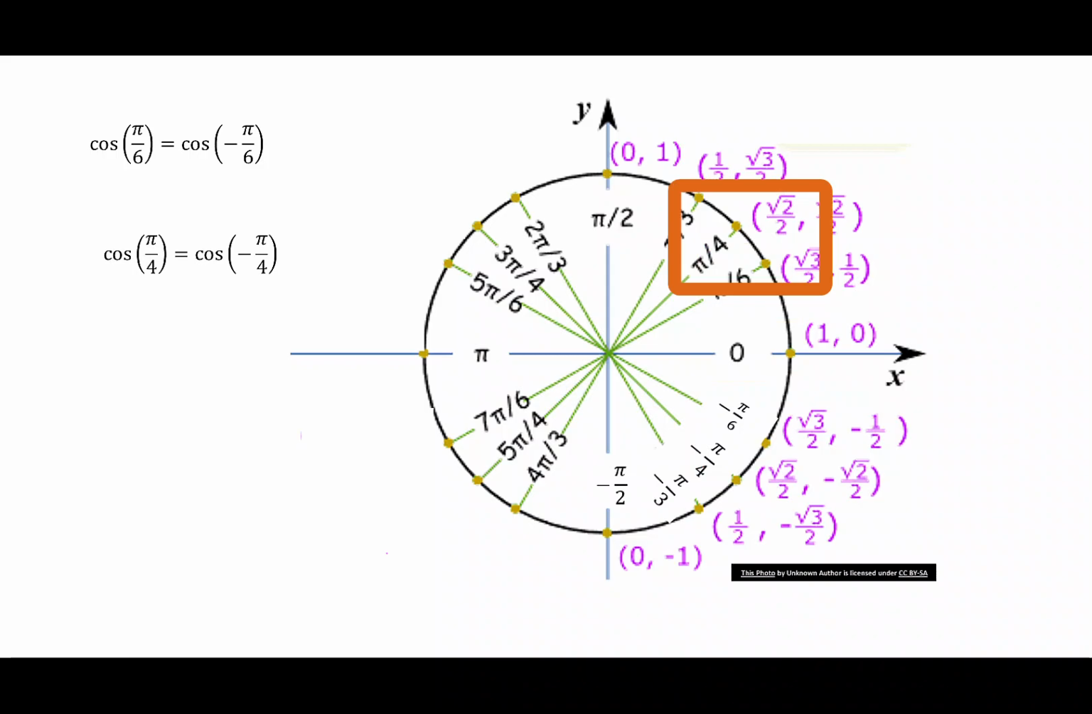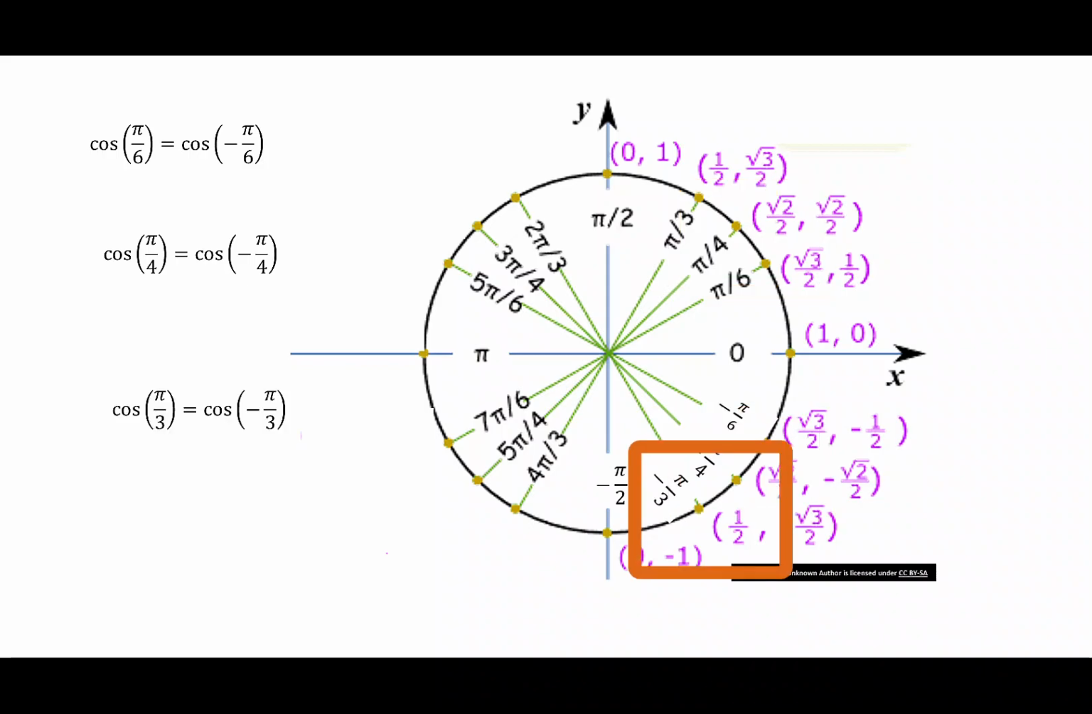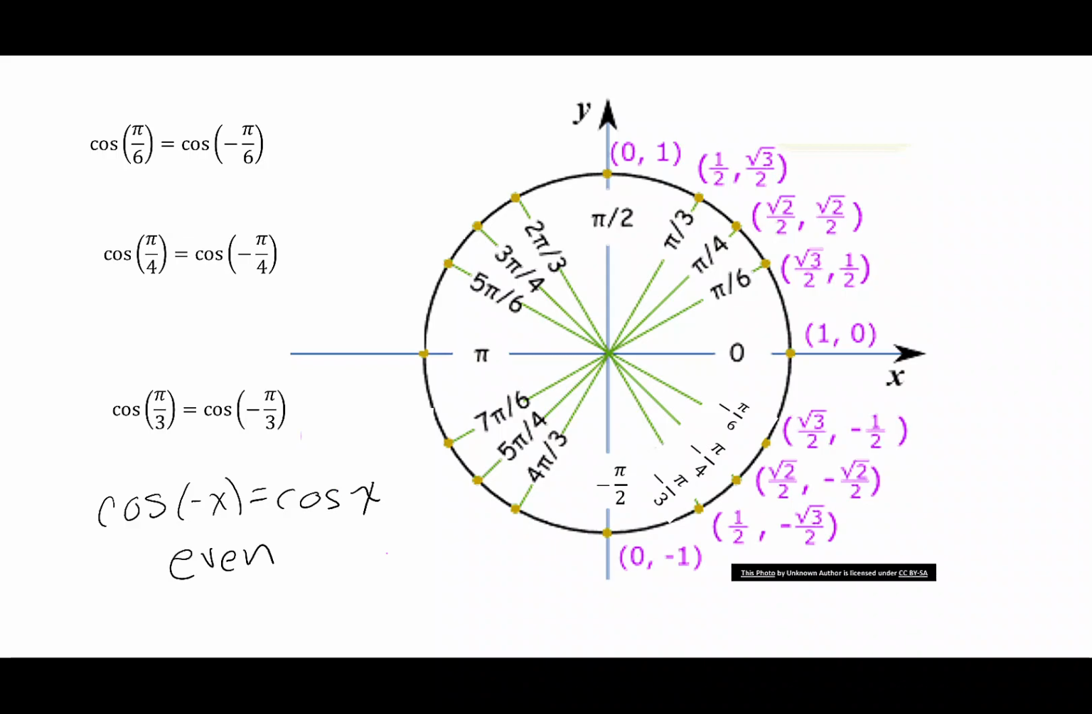Continuing around the unit circle, you'll see that cosine of pi over 4 and cosine of negative pi over 4 are both equal to the square root of 2 over 2. You can also see cosine of pi over 3 is 1/2, and cosine of negative pi over 3 is also equal to 1/2. In each case, the cosine of negative x is equal to the cosine of x, which tells us that cosine is an even function.